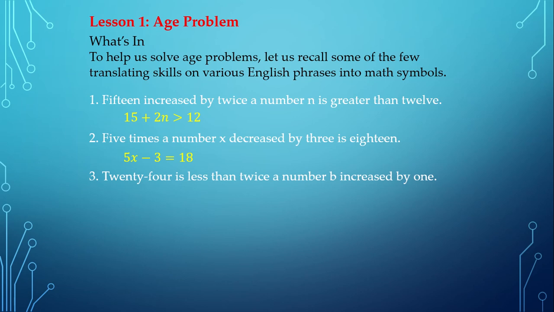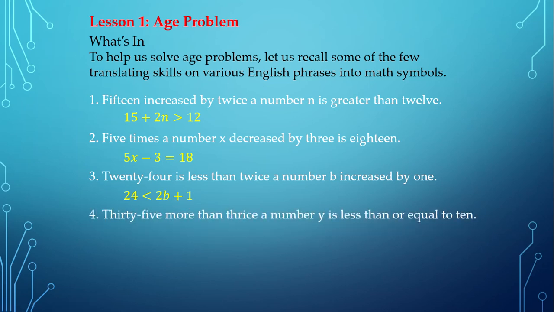Next is: 24 is less than twice a number b increased by 1. 24 is less than, the less than symbol, twice a number b is 2b, increased by 1. Increase means plus, then 1.